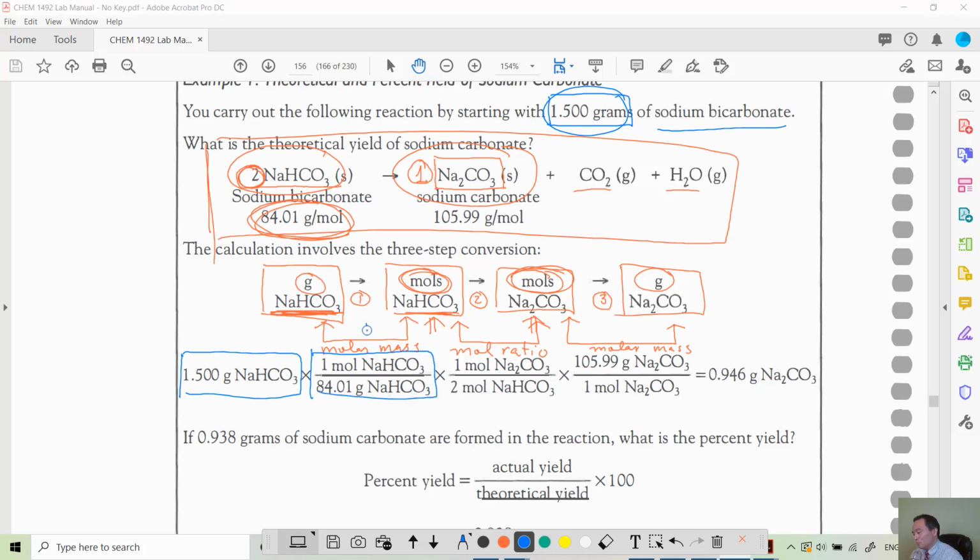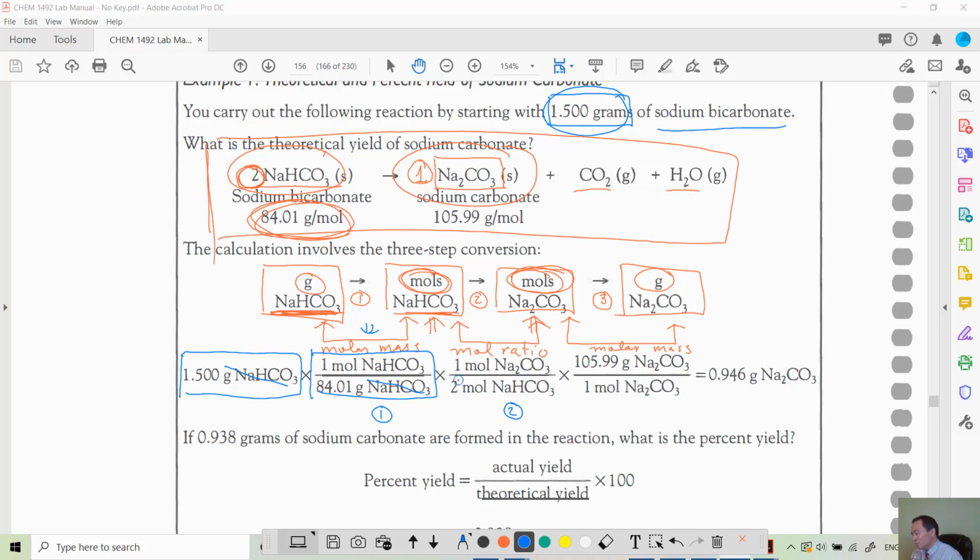As we can see for step 1, we use molar mass as the conversion factor. But do make sure grams of sodium bicarbonate is canceled out. This is our first step. For the second step, we use molar ratio.